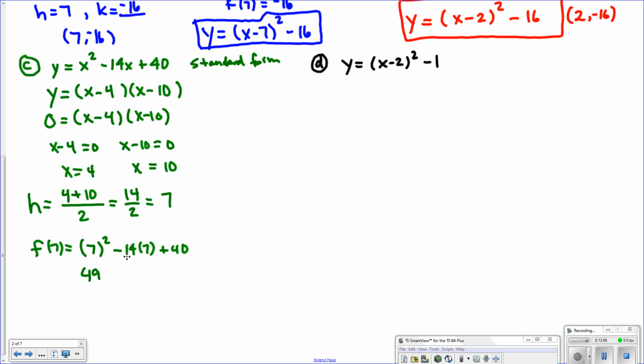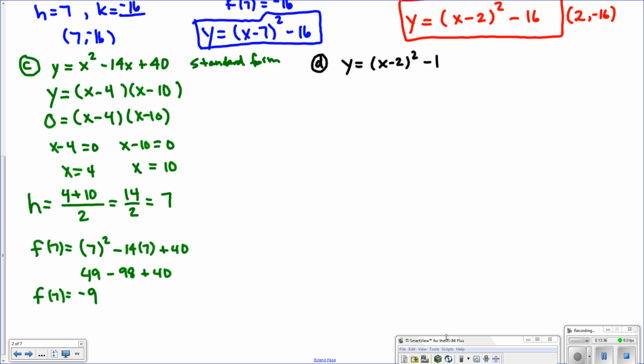49. 7 times 14 should be 98, plus 40. So I have 49 and 40 gives me 89. 89 minus 98 should give me, I believe, negative 9. I hope I'm right because I've been working for a while here.